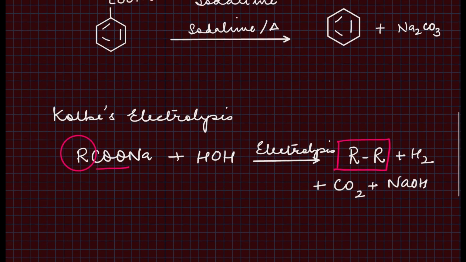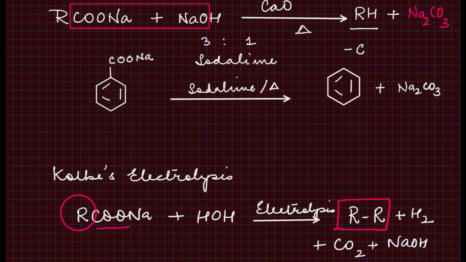So these are the two ways through which we are able to remove the carboxy group of carboxylic acid.